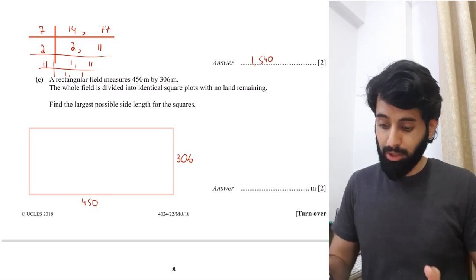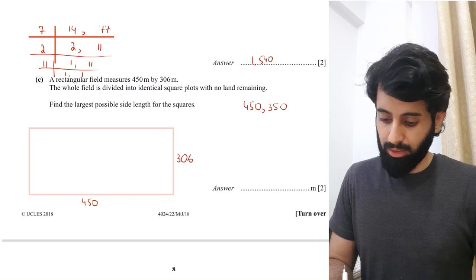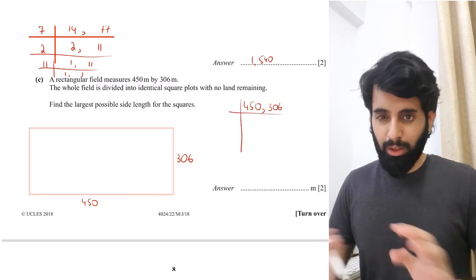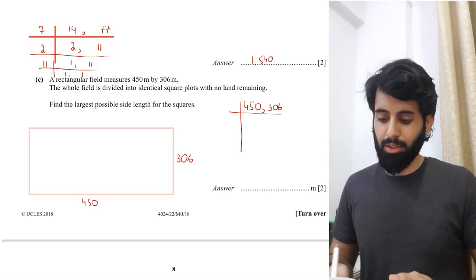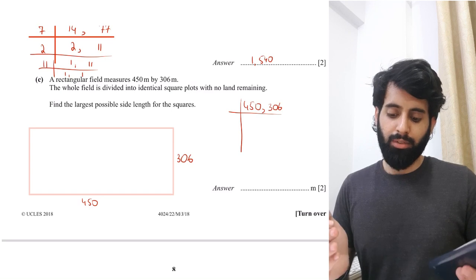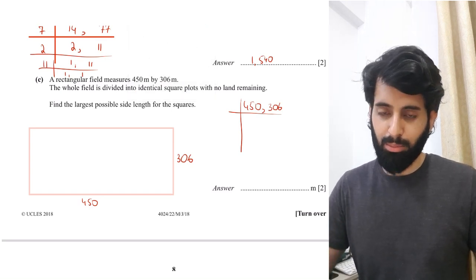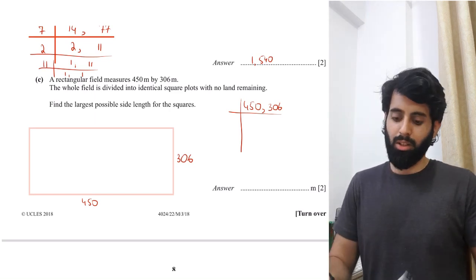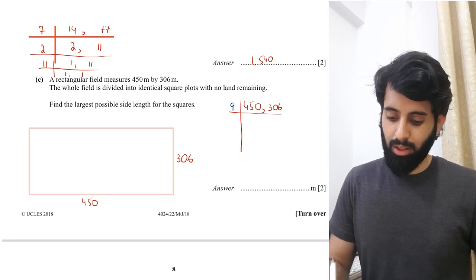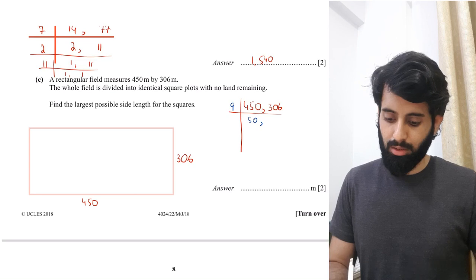Now here's what I'm going to do. I'm going to find the highest common factor, and the way to do that is, 450 and 306, I'm going to start dividing them. Now when you're finding the highest common factor, there's absolutely no restriction. You can start off with the highest value that you want. So 4 plus 5 is 9, and 3 plus 0 plus 6 is also 9, which tells me that they're both multiples of 9. That's the way you can check whether a number is divisible by 9 or not. So 450 divided by 9 is 50, and 306 divided by 9 is 34.